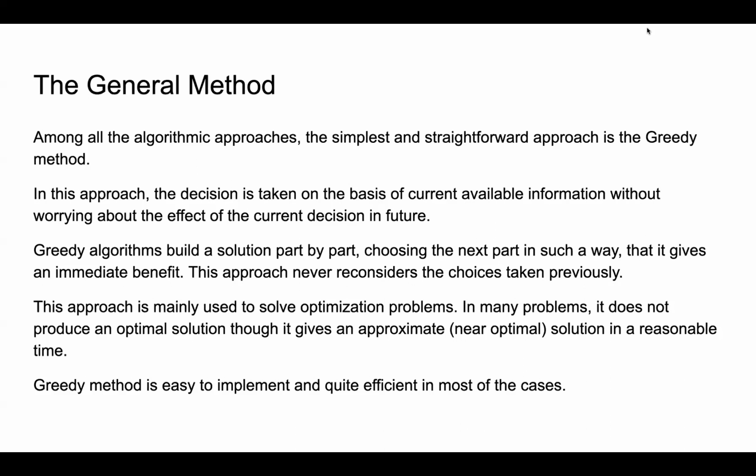Okay, greedy algorithms build a solution part by part, choosing the next part in such a way that, from the currently available information, I want to take the next part. How will I choose the next part? That it gives an immediate benefit. Immediate benefit is considered. I am getting a benefit from this now. Okay, I will choose this. Part by part solution is there, and the next part I will consider is, I will take this decision because I'm getting maximum benefit. Okay.